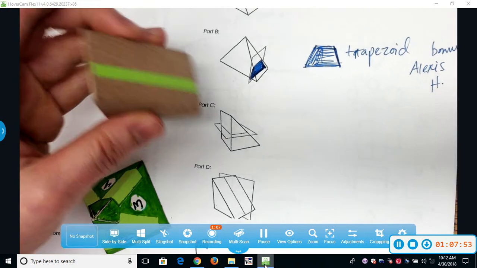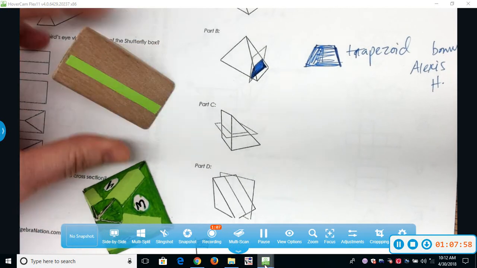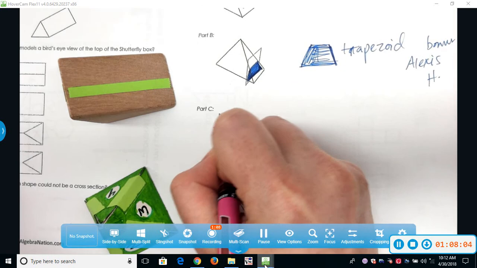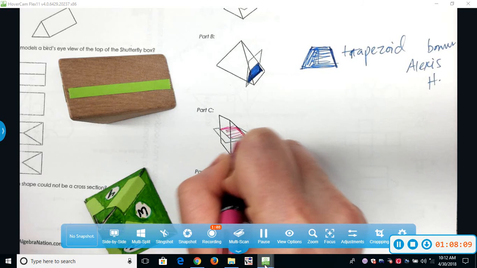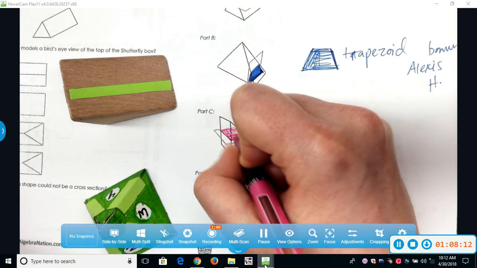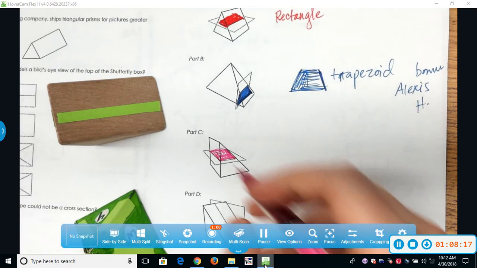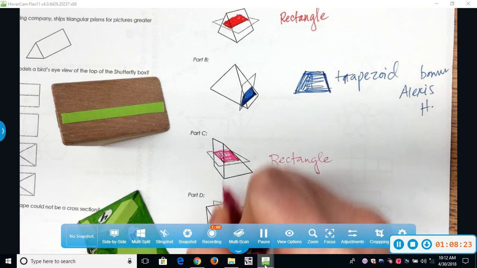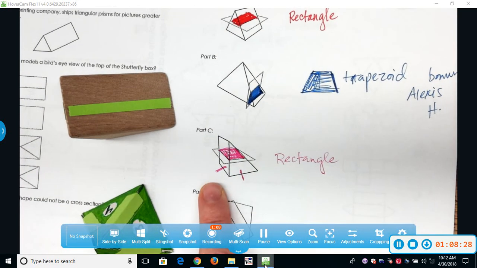Trapezoid. Alright. I've got this triangular prism. I'm chopping the top off. We'll do this pink. And I get something that looks like this. What shape is this? Yes, rectangle. Now, had they given you more information, like it's congruent to that, maybe it should be a square. But they would have had to give you that.